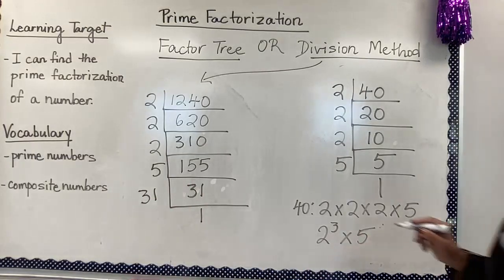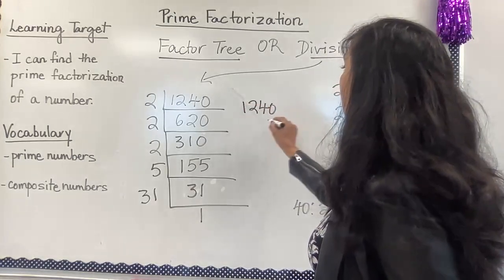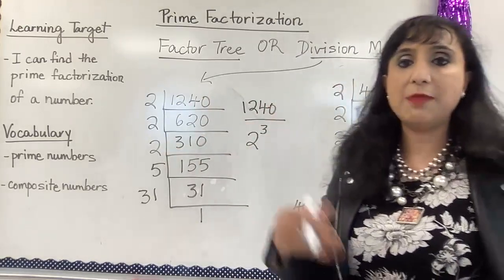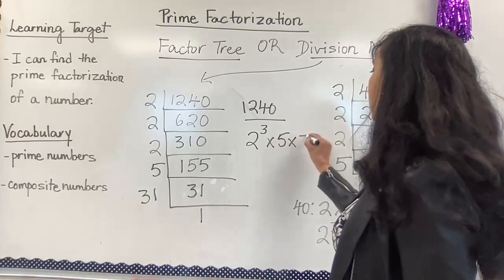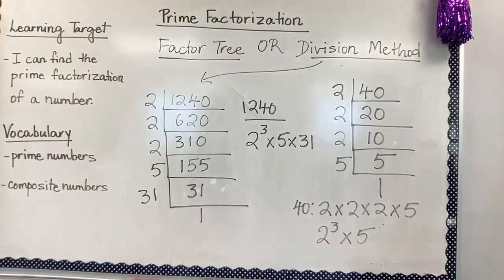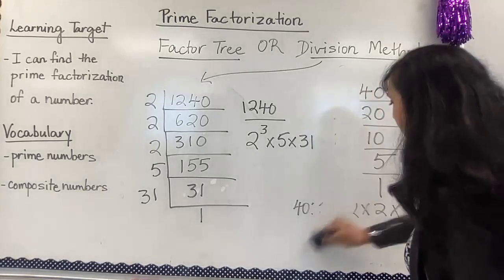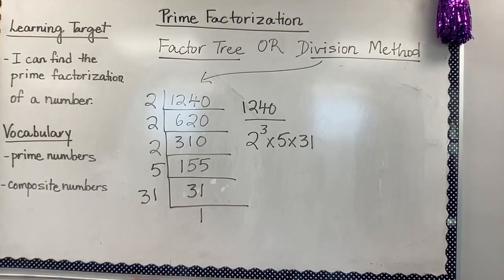Okay, so if I am finding the division method of this for 1240, this is going to be 1, 2, 3 twos, so 2 cubed. 2 times 2 times 2 is 2 cubed, all right, times 5 times 31. And that is the product of my prime numbers for this one. All right, so let's do one more problem using the division method. Let's use the number 544.